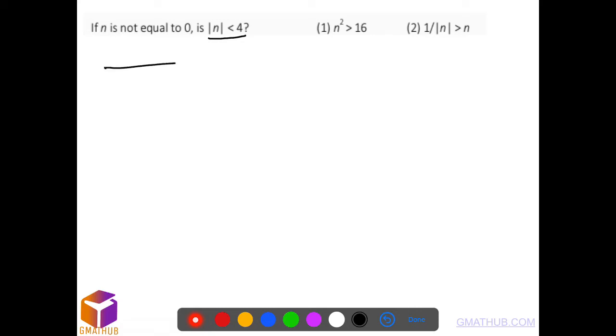Is mod of n less than 4? Is n between 4 and minus 4, within this window? That's what we are checking.